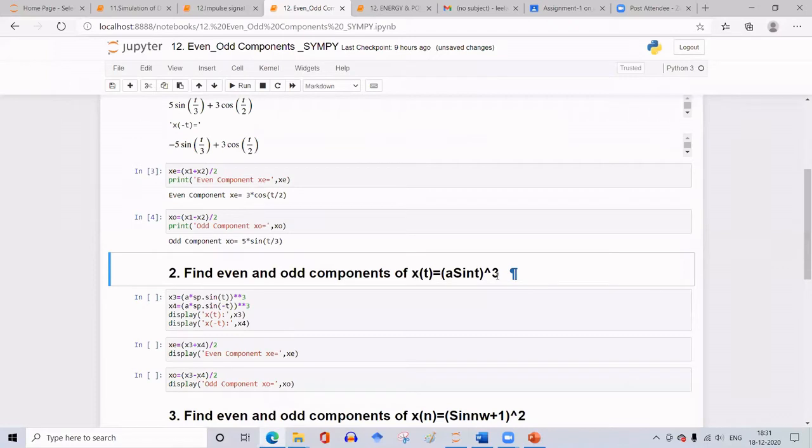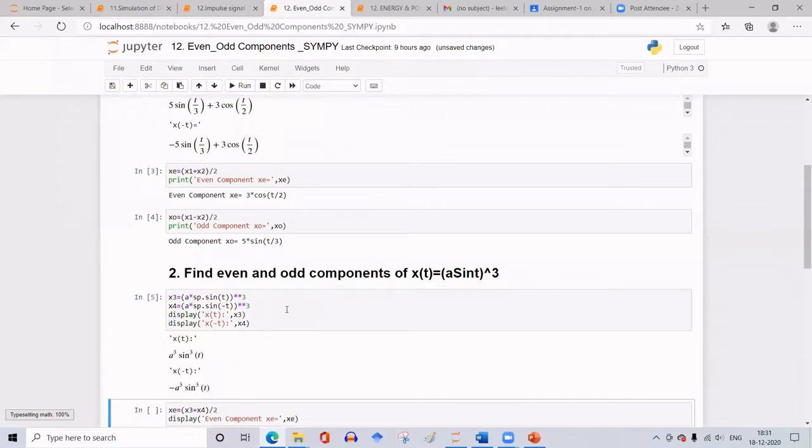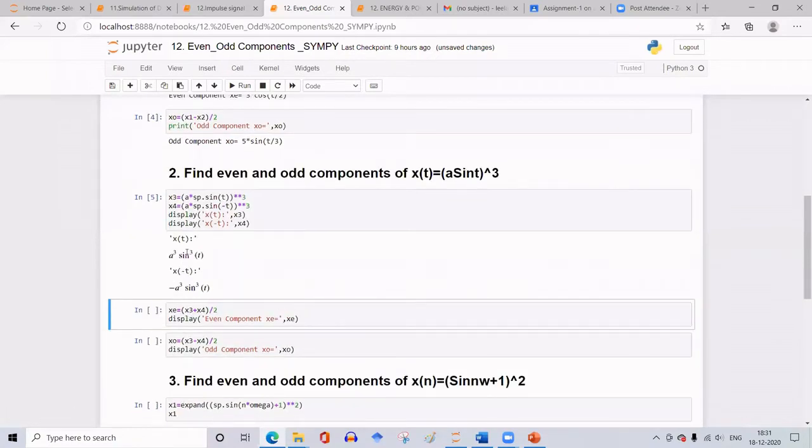So the second problem also, a sine t whole cube. So that is a into sp dot sine t, whole thing raised to the power 3. Then x of minus t is a into sp dot sine of minus t whole raised to the power of 3. Okay, so if I type that, the output will be a cube sine cube of t for x of t, and for changing t to minus t, I get minus a cube sine cube of t.